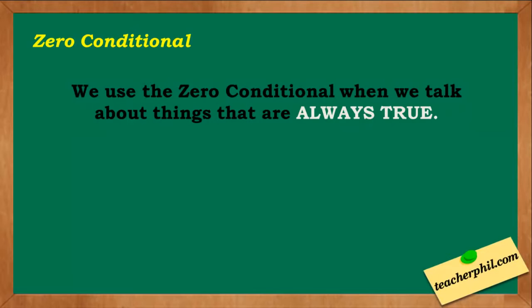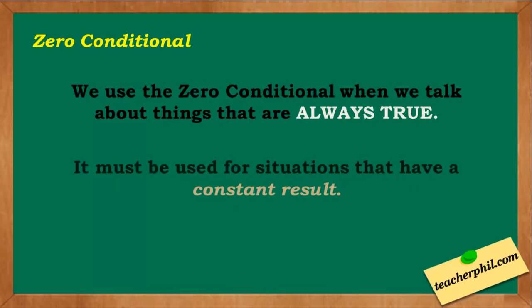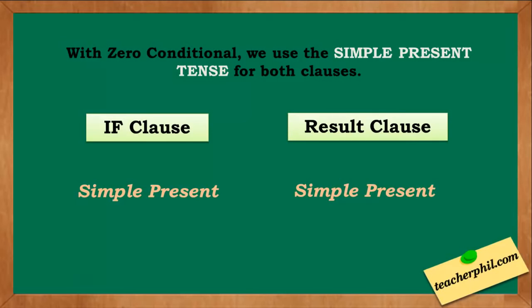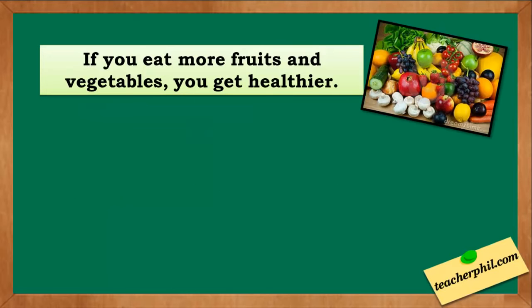What we need to remember with zero conditional is that we talk about things that are always true, or situations that have a constant result. With zero conditional, we use the simple present tense for both clauses, the if clause and the result clause. Take note of the following example.